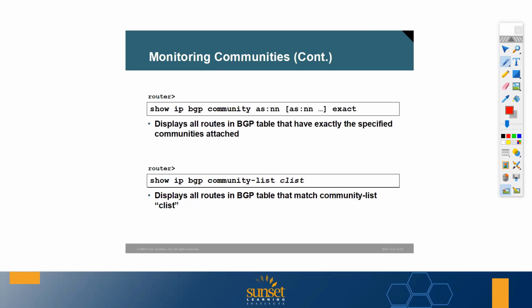You can also say you want an exact match of all of the different routes. And we can also look at the entire community string access list. So if I do a show IP BGP community list and then the name of my community list, it shows me all the routes in the BGP table that match that community string access list.